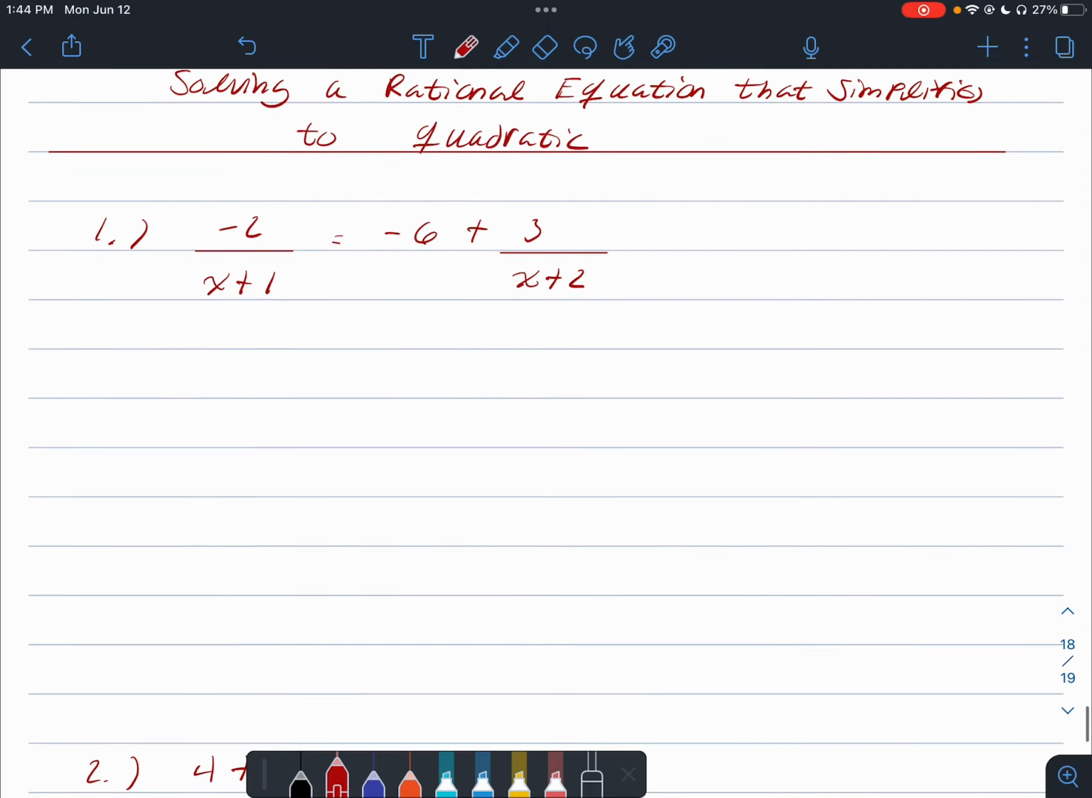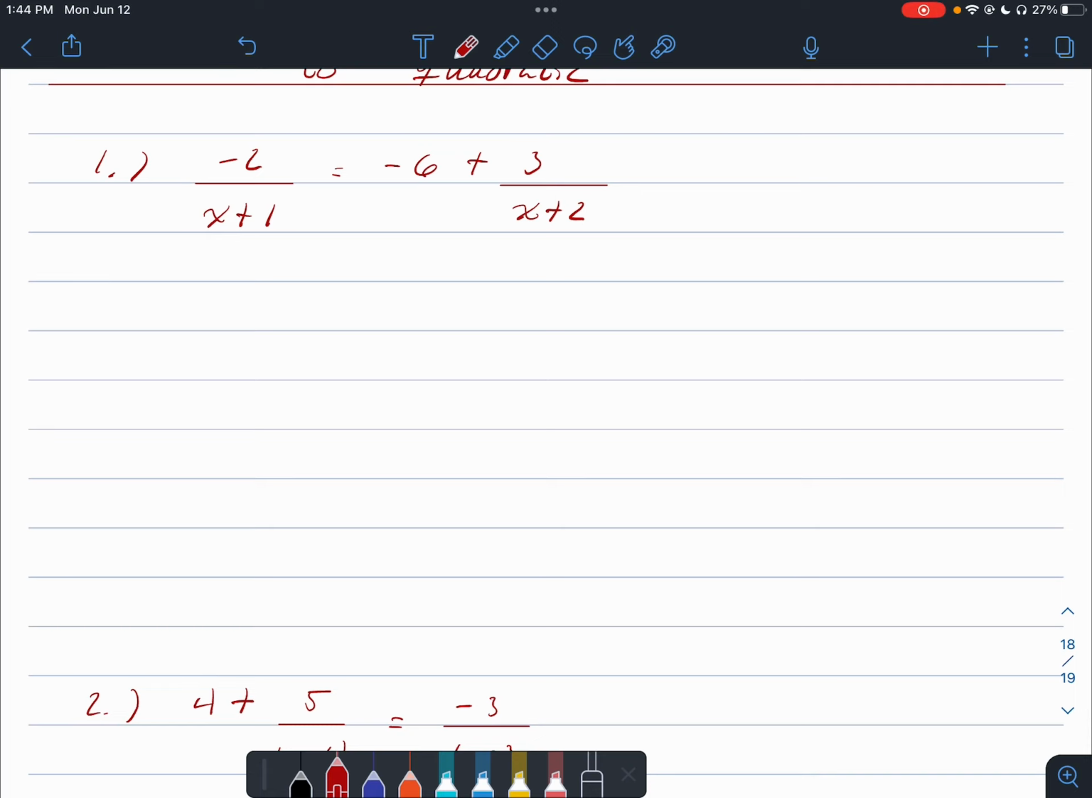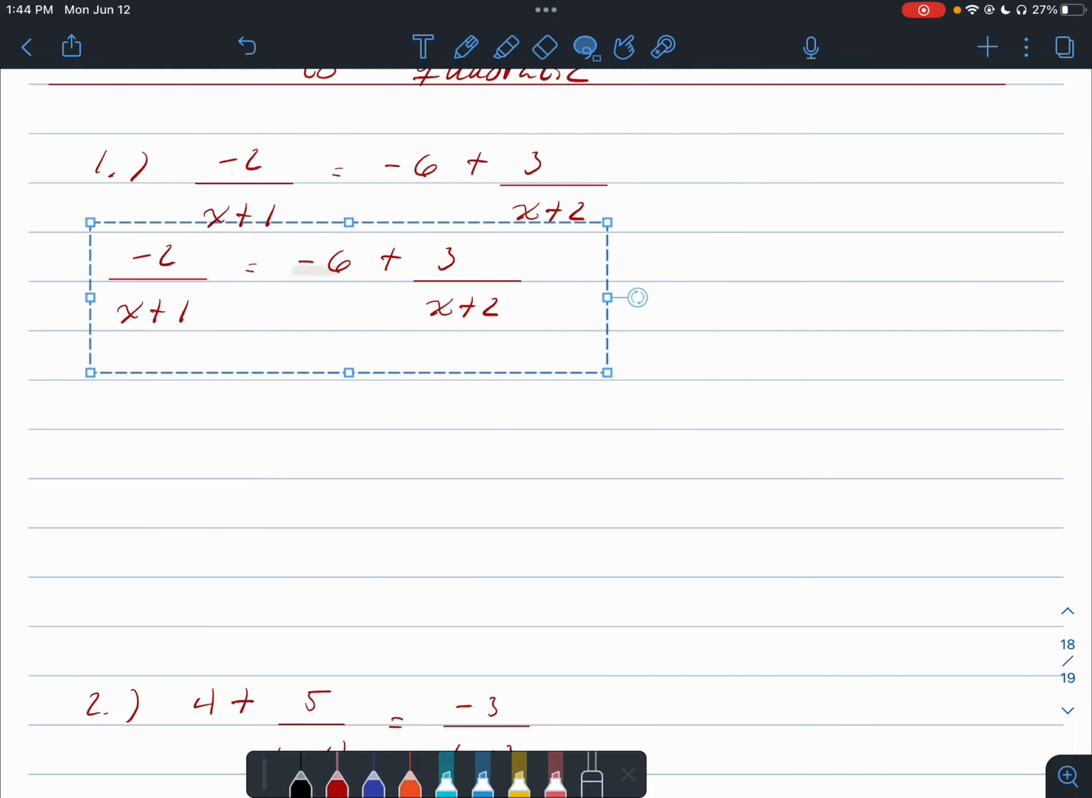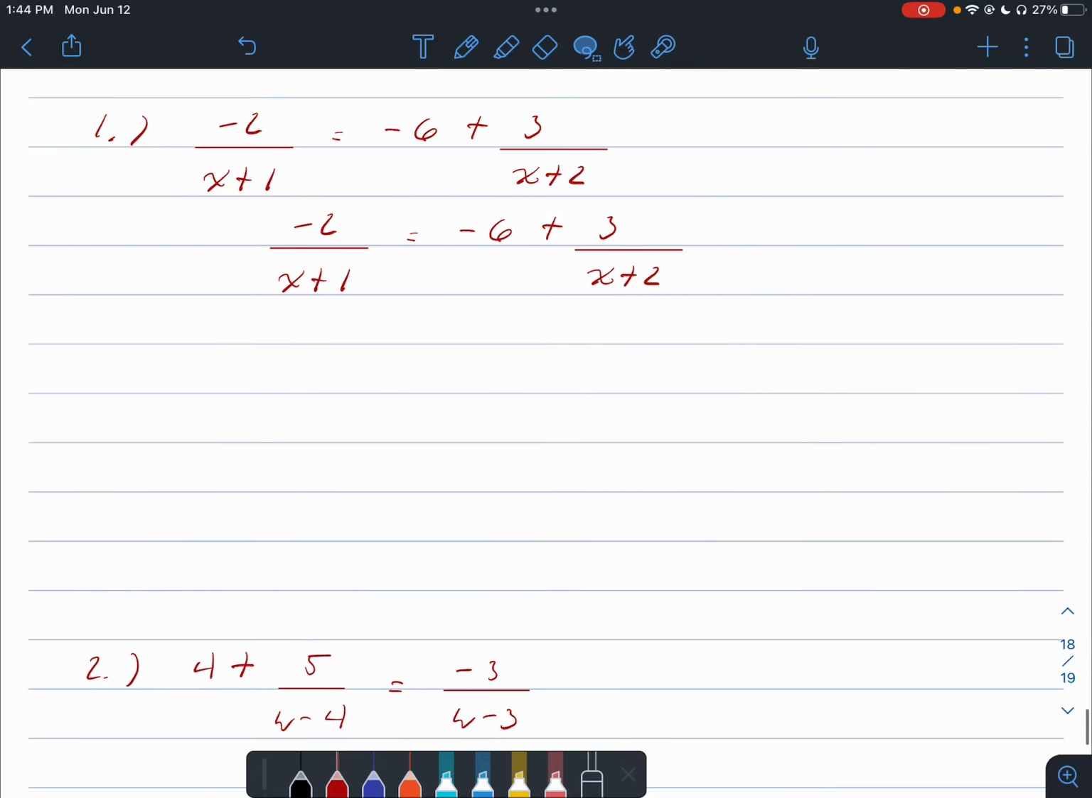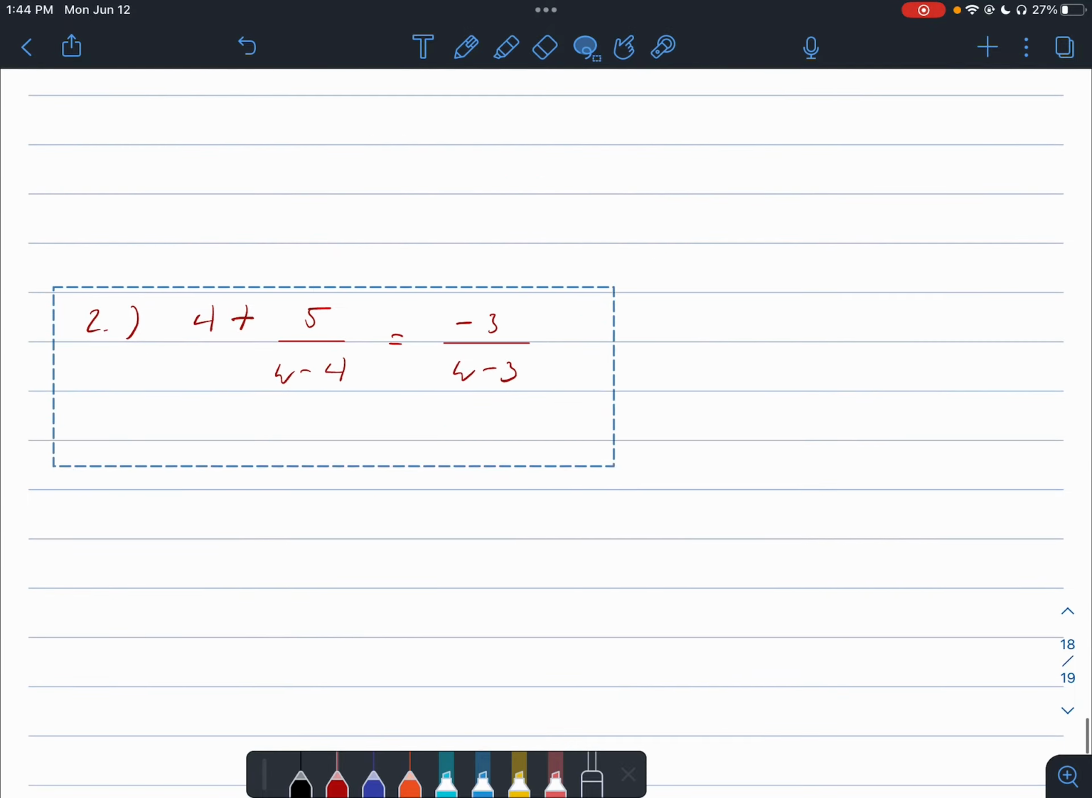Here we're given -2 over x plus 1 is equal to -6 plus 3 over x plus 2. Since we're given this, let's go ahead and copy it, that way we can do some manipulation and keep our original problem. And I'm going to move this next one because I think we're going to need the space.